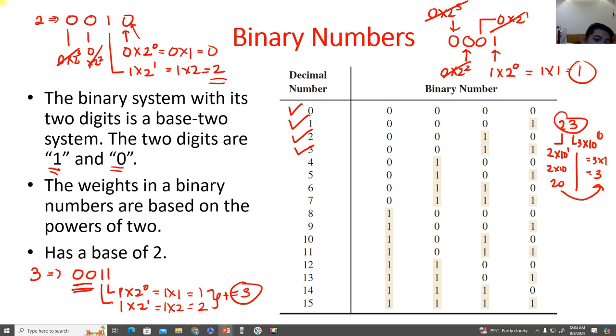So that's how we get the weights in decimal and also the weights in binary. The only difference in binary is that your multiplier becomes the power of 2, or becomes the number 2.